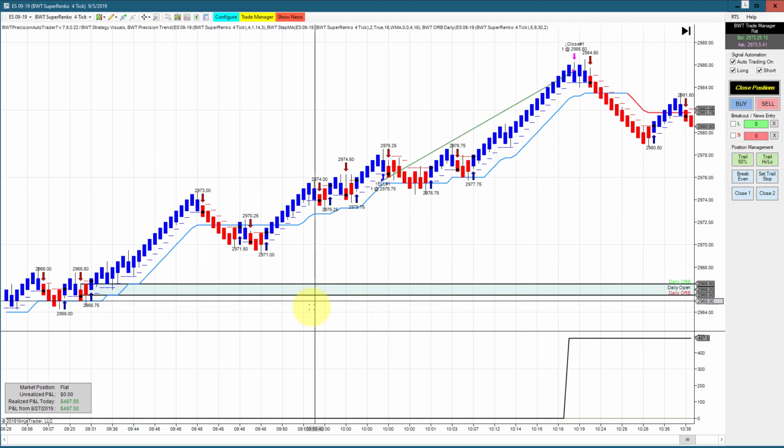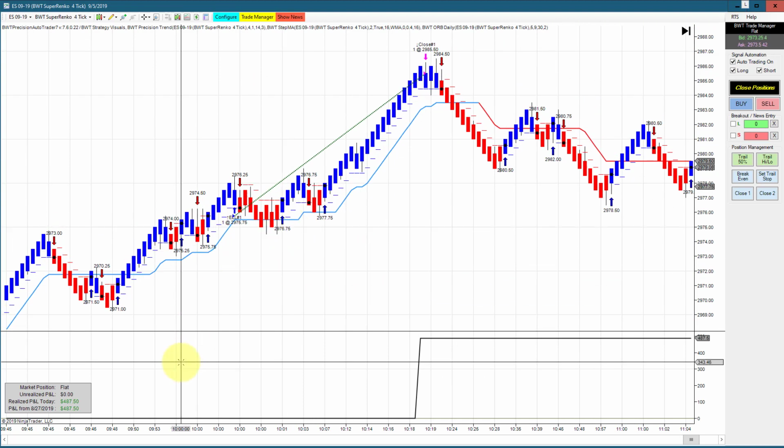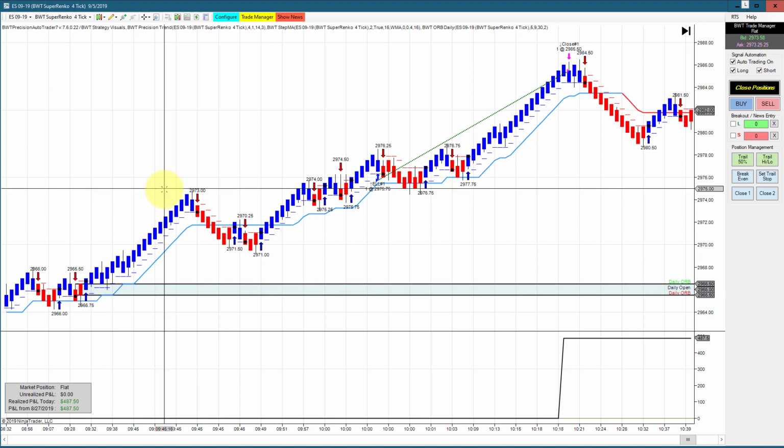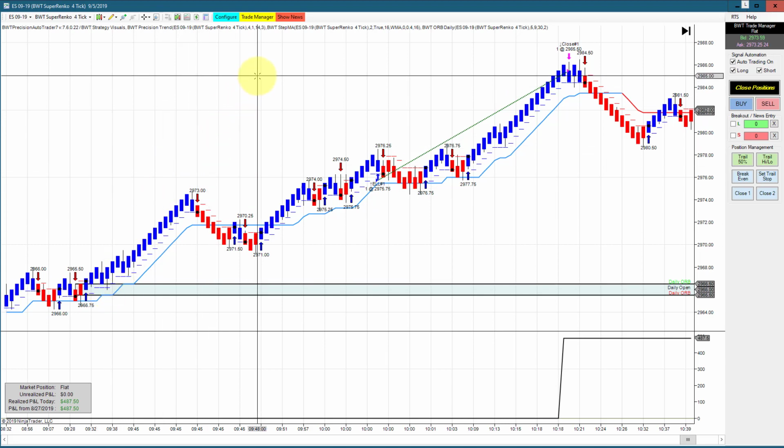So anyway, this also hit its goal of 500 on a single nice trade, and you can see quite a nice run off the open here, starting at around, looks like, 29.66 all the way up to 29.86, so a 20-point run right off the open.